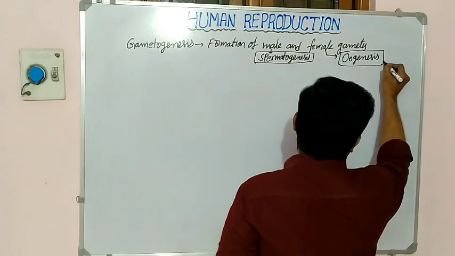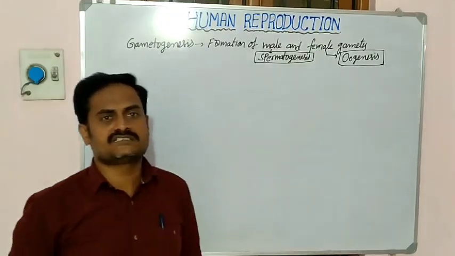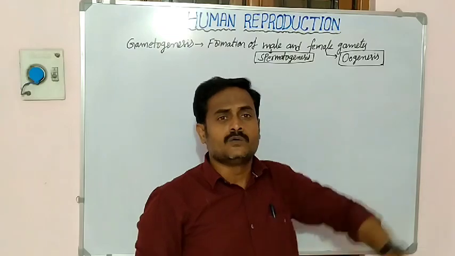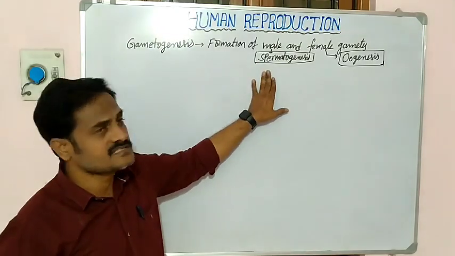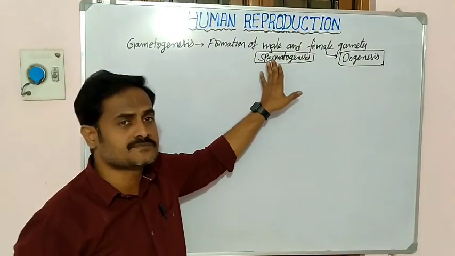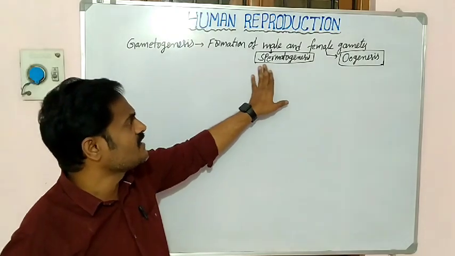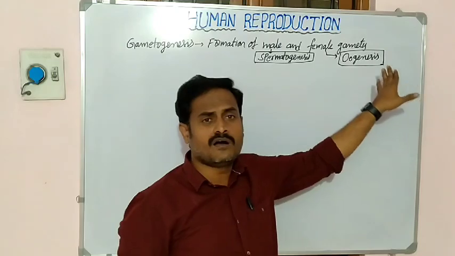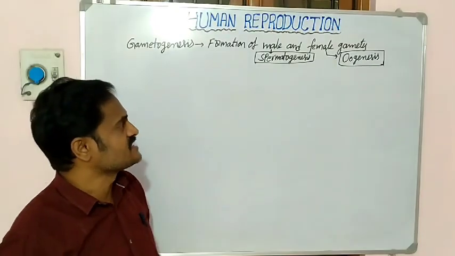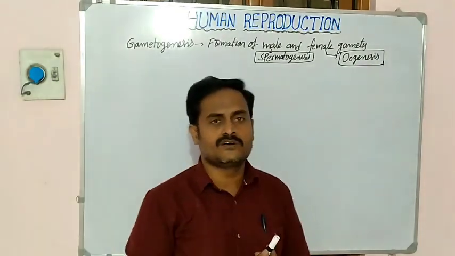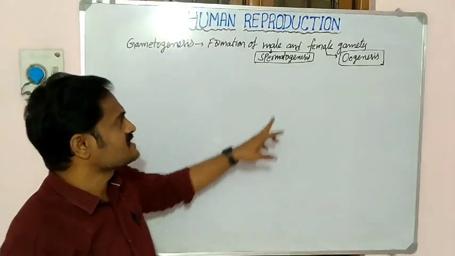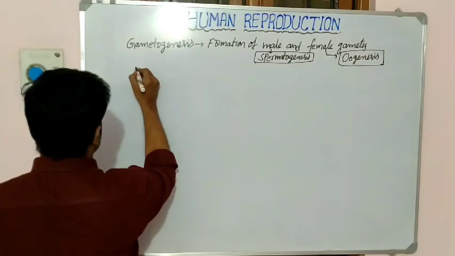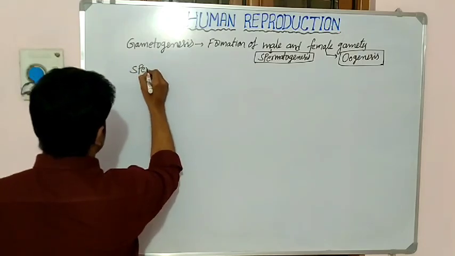See, gametogenesis is majorly of two types. One is spermatogenesis, second one is oogenesis. What is spermatogenesis? The formation of the sperm cells or male cells is called spermatogenesis. The formation of the ovum or egg cells is called oogenesis. So in this video, I will discuss spermatogenesis first. What is spermatogenesis? How does it occur?